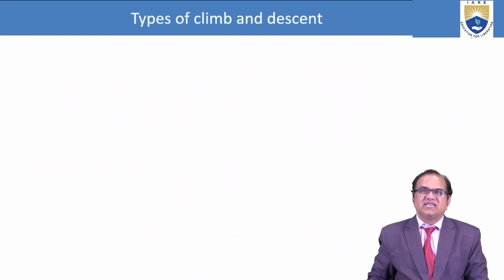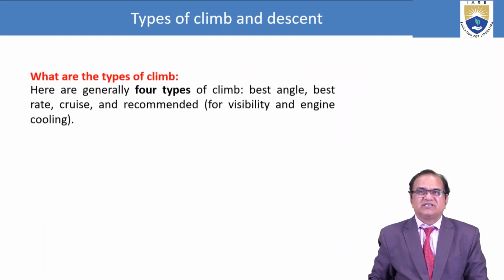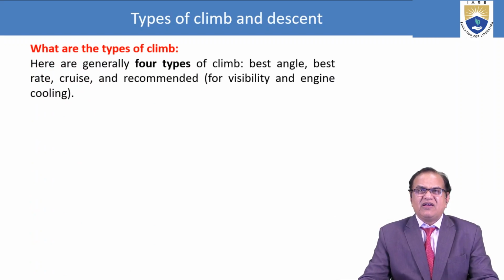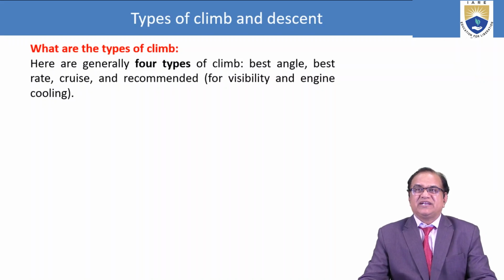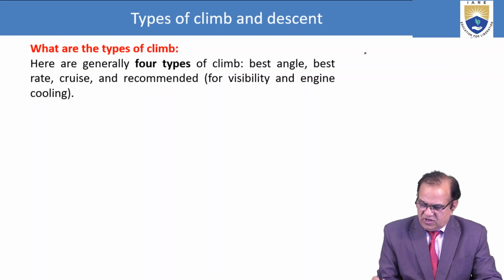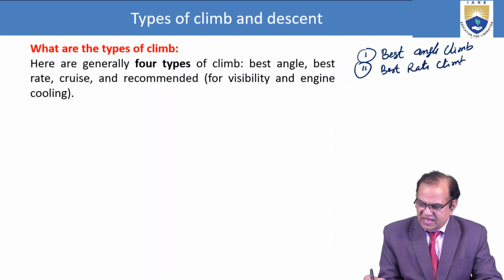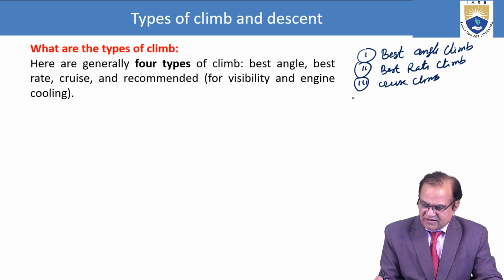Now we will be discussing the types of climb and descent. What are the types of climb? There are generally 4 types of climb. The first one is the best angle climb, then best rate climb, cruise climb, and recommended.